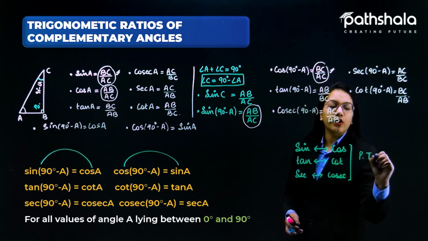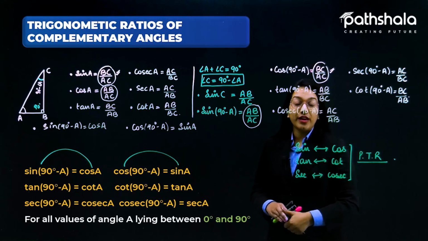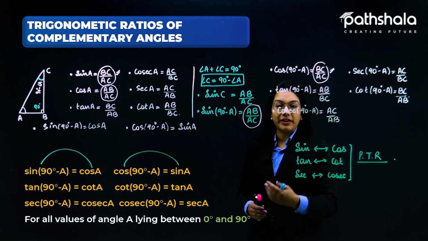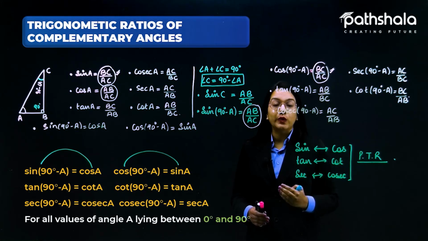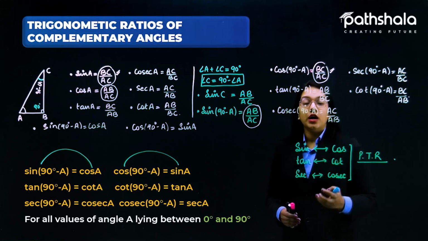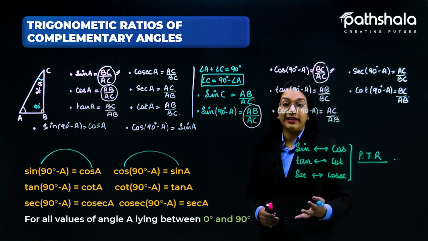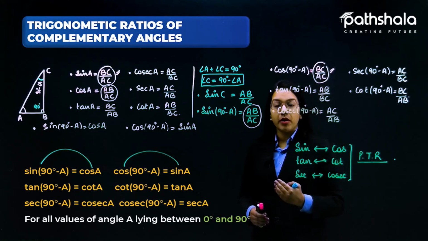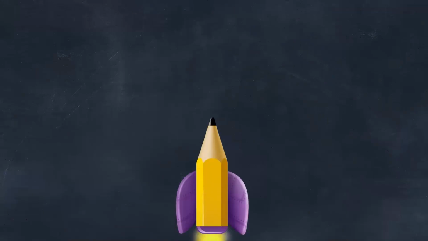Let us suppose I write it over here, PTR means the point to remember. So this is the way you can remember these complementary angles, that sine is getting converted into cos, cos into sine, and so on. And the most important fact is that the angle A over here lies between 0 degree and 90 degree. So always remember these are nothing but called the complementary angles.